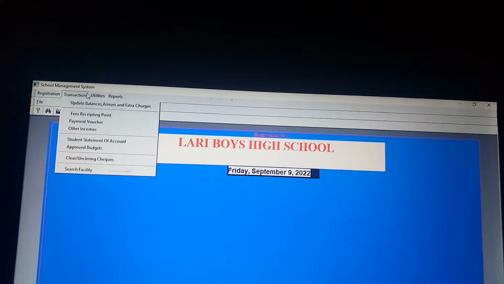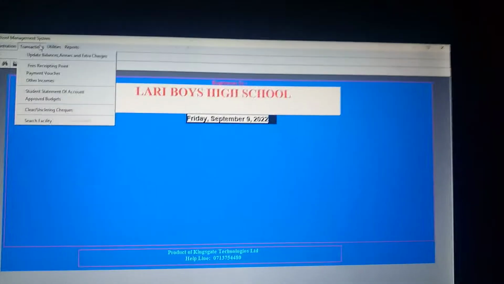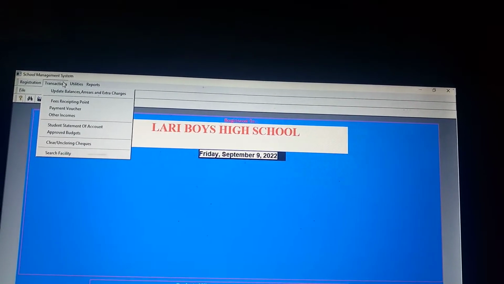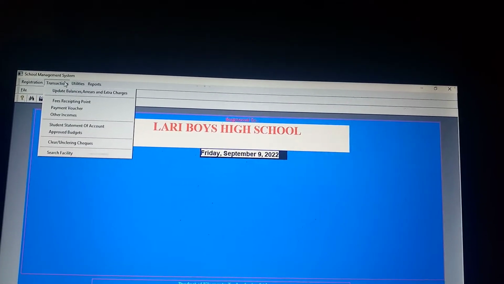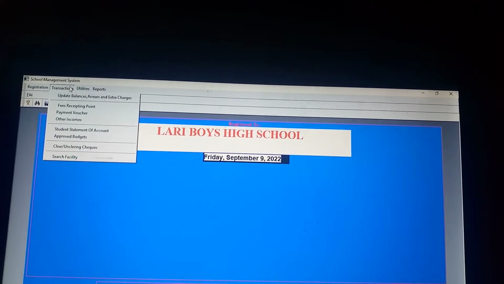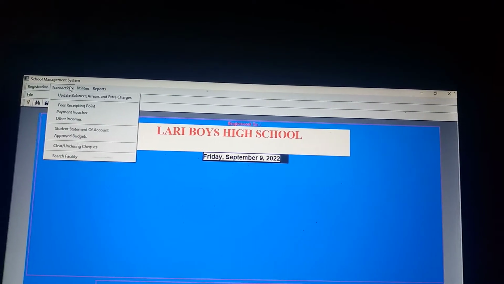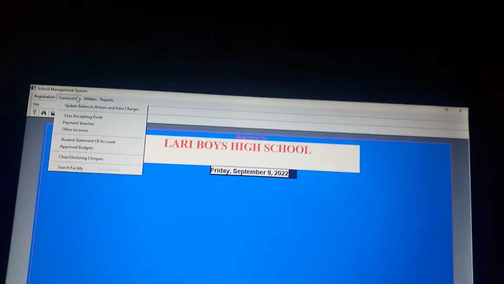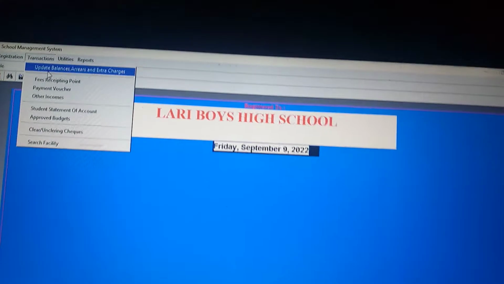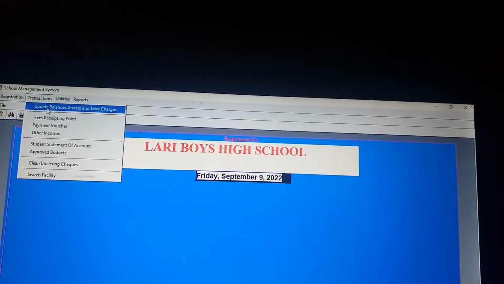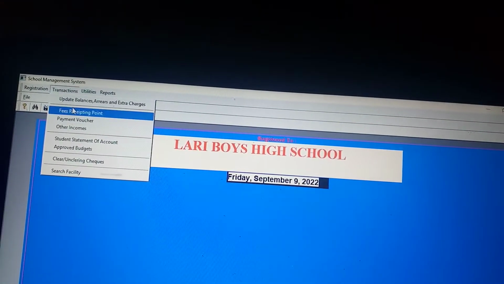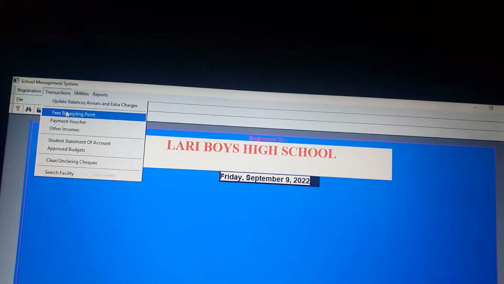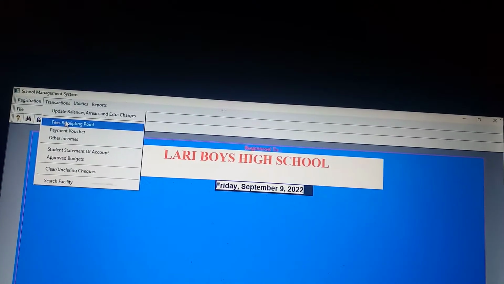From there we go to transaction. This is where all the transactions happen, and before we do that, we update the balance when we are starting to use the system, so that from there the balances would be automatically updated even after we switch from one year to another. They will go with their balances and be charged also for the new year they have joined. So we update the fee balances, arrears, and extra charges. For example, a student has broken a burette and you want to charge them, you're able to charge them through the system and it will be added to their balance.